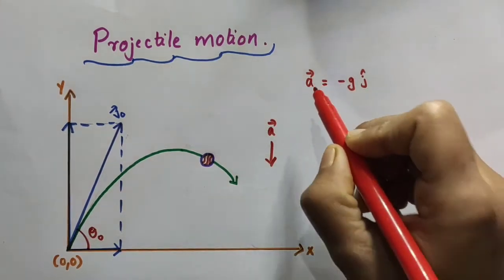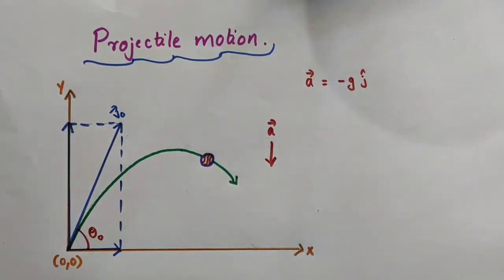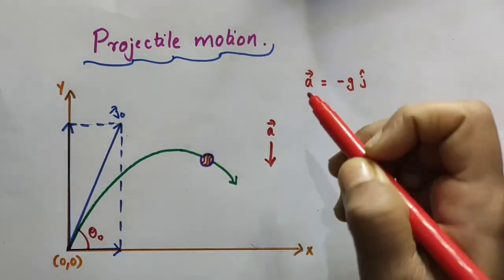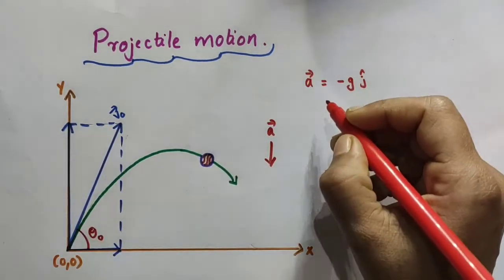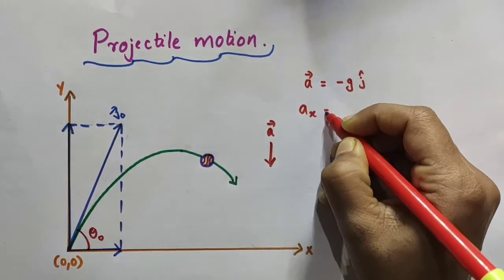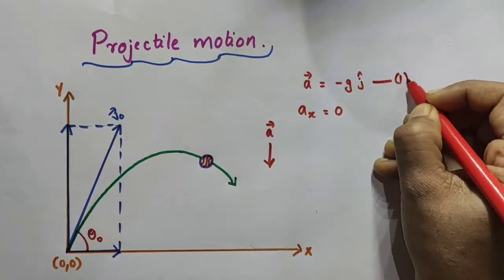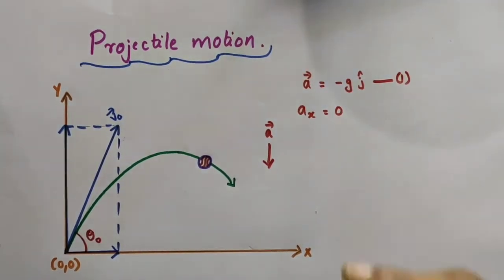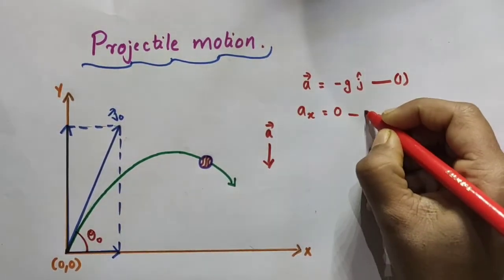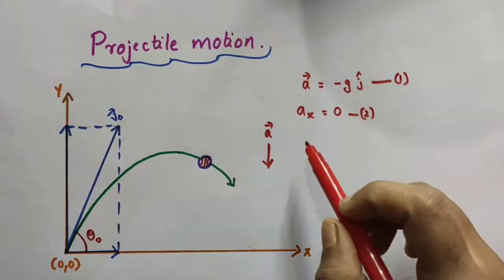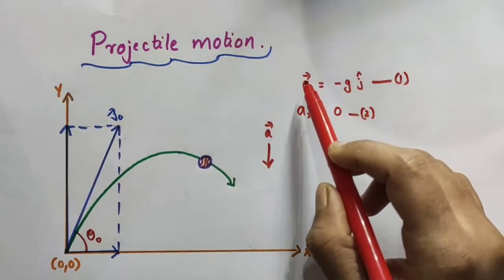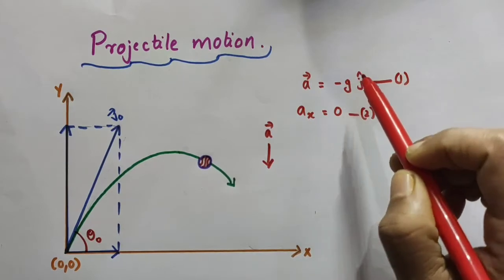Now, what about the x and y components of acceleration? This acceleration is a vector quantity and we are considering the motion in this xy plane, so it will have one x component as well as one y component. So the x component of that acceleration will be equal to 0. I'm taking this as equation number 1. Why have I taken the x component of acceleration as 0? You see the acceleration of that object has only j cap here.